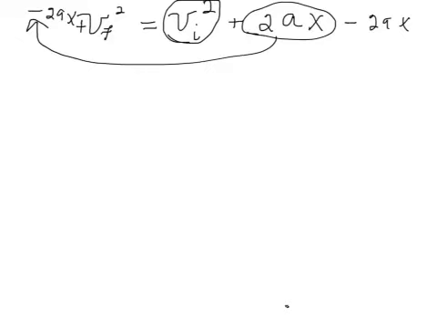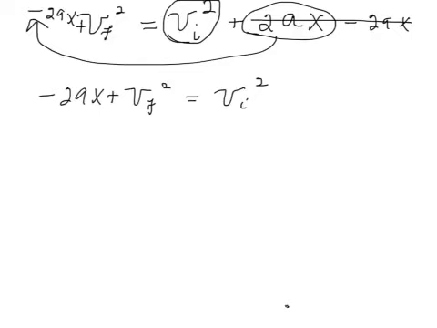Okay, the slide is a little sloppy. But what happens is 2ax minus 2ax becomes 0. We say it cancels, but it becomes 0. So v initial squared plus 0 is just v initial squared. If I wrote this out without rearranging it, I would have minus 2ax plus v final squared equals v initial squared. But generally, we like to have the thing that we're solving for on the left-hand side of the equation, and I would rather not lead with a minus sign.